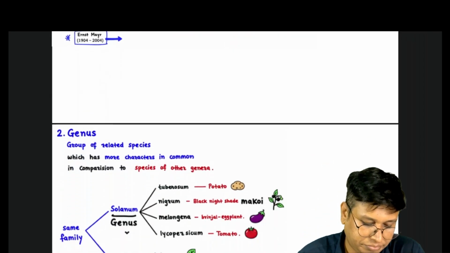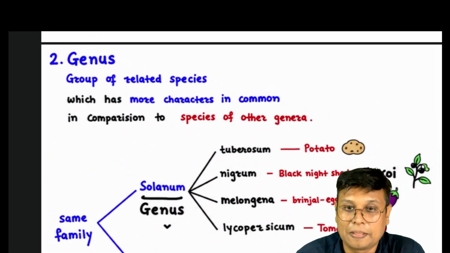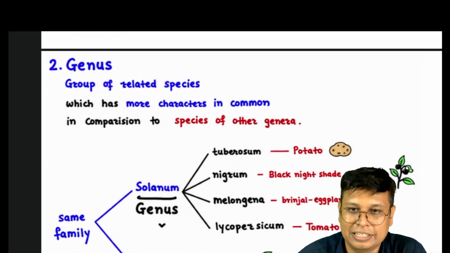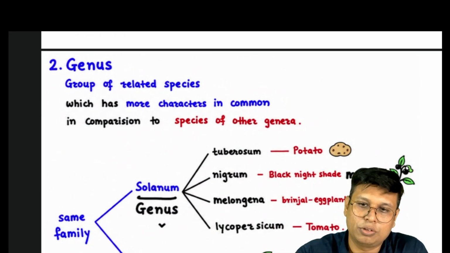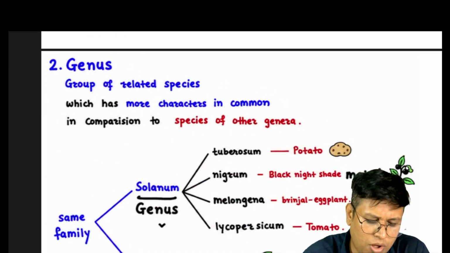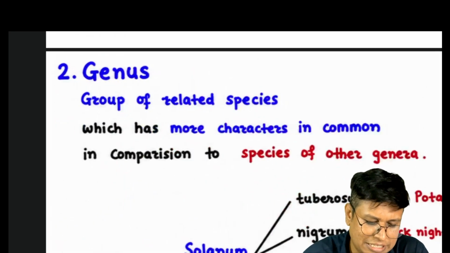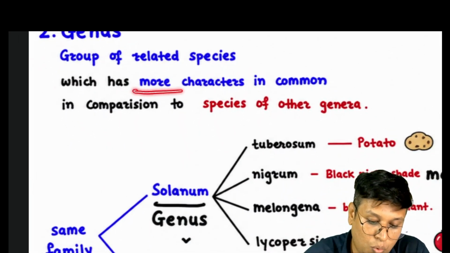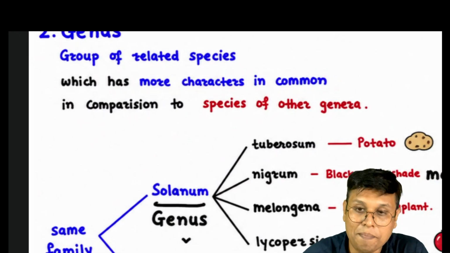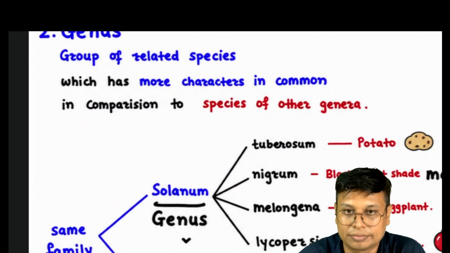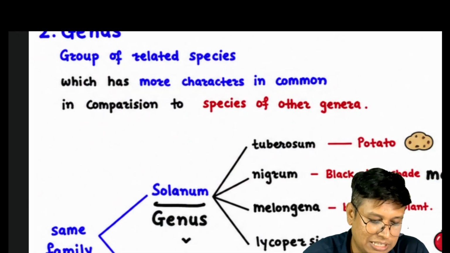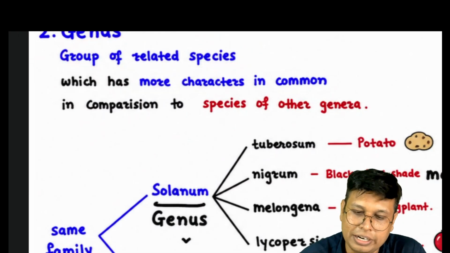Next is genus. So very simply, it is a group of related species. If you add group of, you can go one step above. So a group of related species is called a genus, but NCERT has added two more lines, which has more characters in common in comparison to the species of other genera. So this becomes a little bit confusing, right? This one is easier. Genus is nothing but the group of related species.